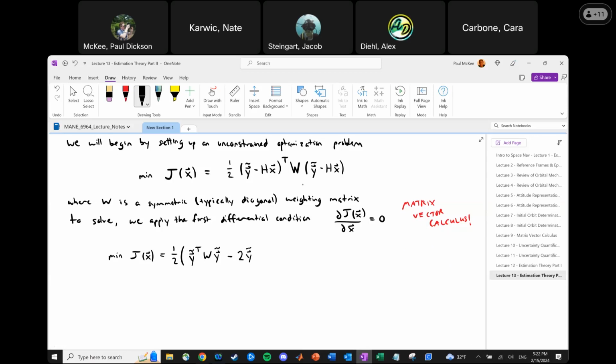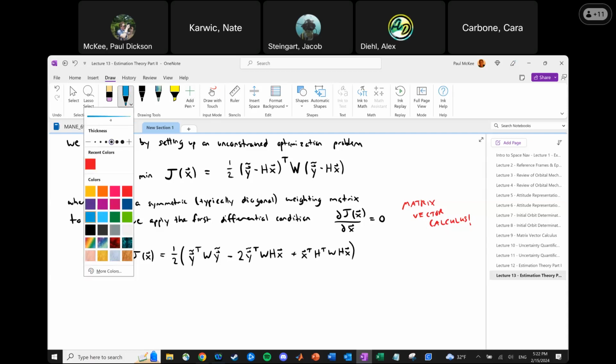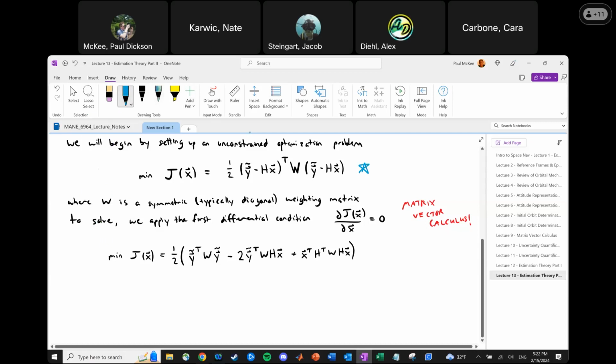oh, I think I have a mistake in my notes here. Pardon me. There's a lot of vector math coming today, so I want to make sure we don't make any silly mistakes. This should be transposed. And then WHx, x gets a hat, plus x transpose H transpose WHx. Okay, so stop me if you disagree with me. What I'm saying is that this equation is the same. This is not different. I'm just expanding terms. Okay.